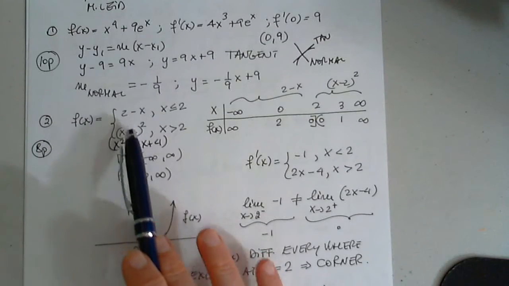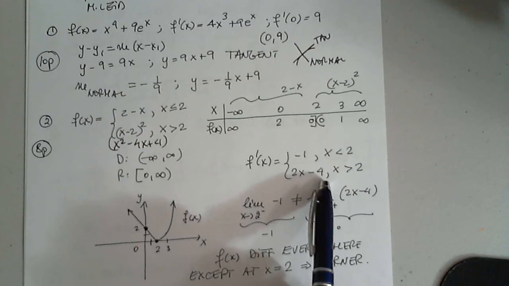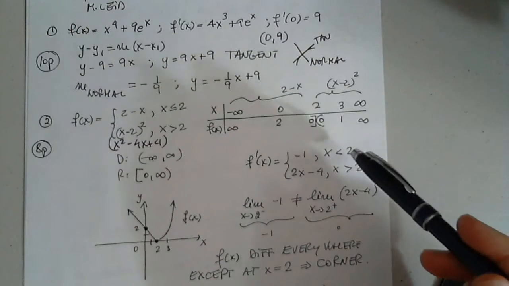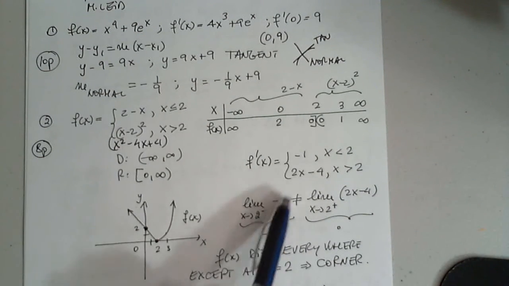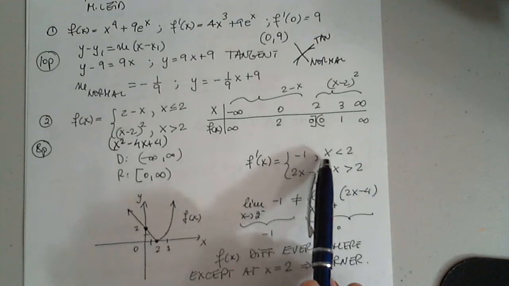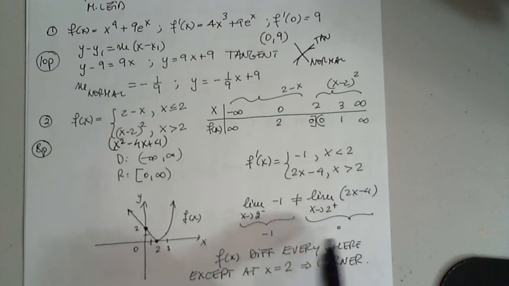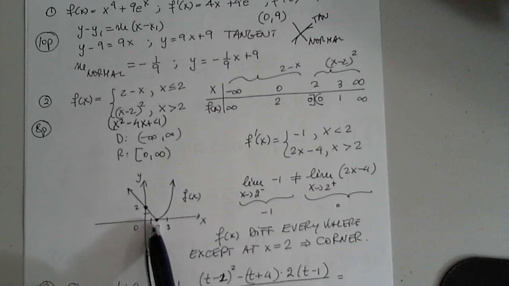I find the derivative to be negative 1, and 2x minus 4 for the second branch. I cannot include the equal symbol anywhere because the limit from the left of this number is negative 1 and the limit from the right of 2 is 0. They are not the same. Because they're not the same, the function is differentiable everywhere except at x equals 2 where it has a corner.